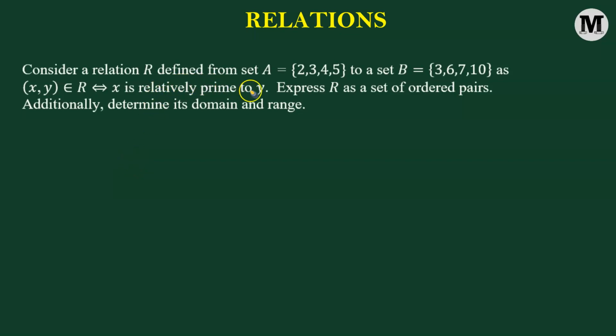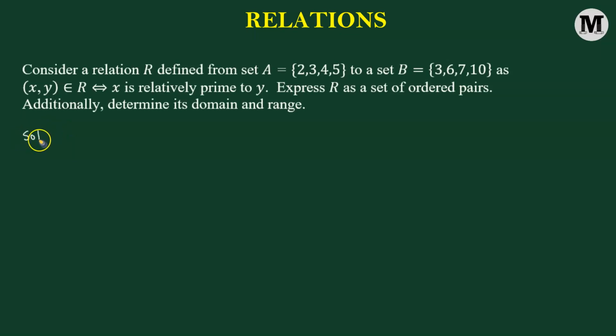Consider a relation R which is defined from the set A to another set B as the ordered pair (x, y) belonging to the relation R if and only if x is relatively prime to y. We need to express R as a set of ordered pairs, and additionally we need to determine its domain and range. Okay, let us begin.